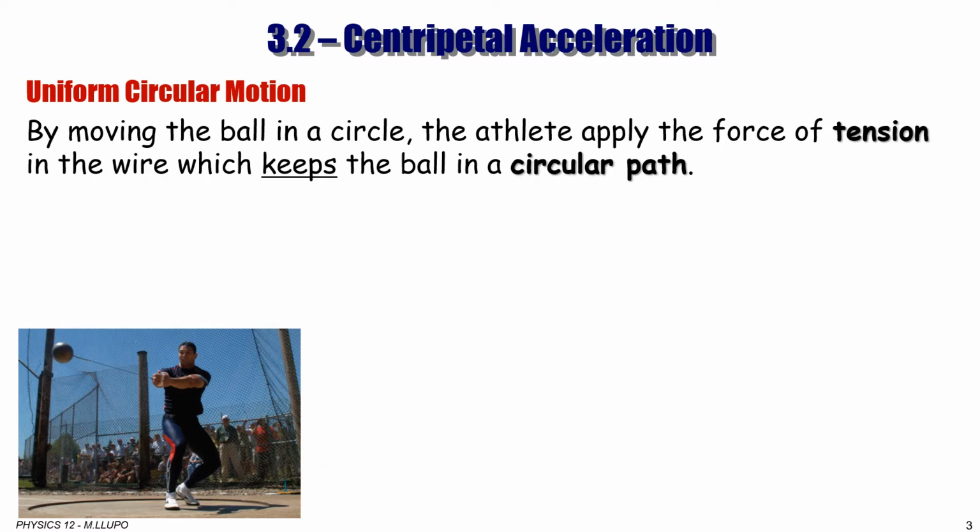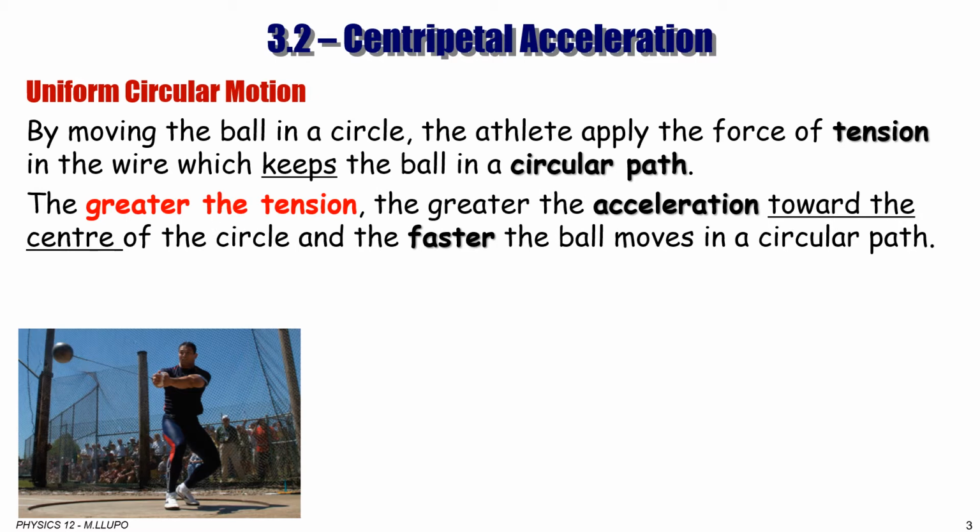During the uniform circular motion, by moving the ball in a circle, the athlete applies the force of tension in a wire, which keeps the ball in a circular path, making the ball undergo uniform circular motion. Otherwise, based on inertia, the ball will move in a straight line, so the tension in the wire forces the ball to undergo a circular path. Based on Newton's second law, we know that force and acceleration are related. The bigger the force, the bigger the acceleration.